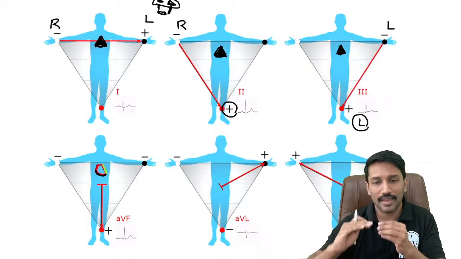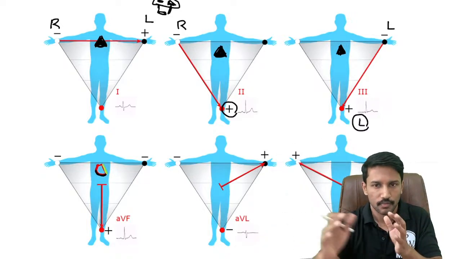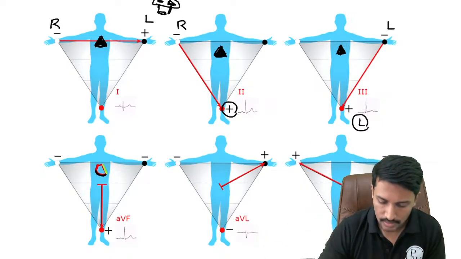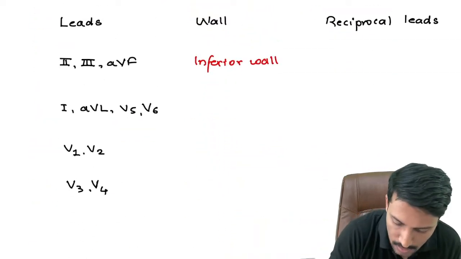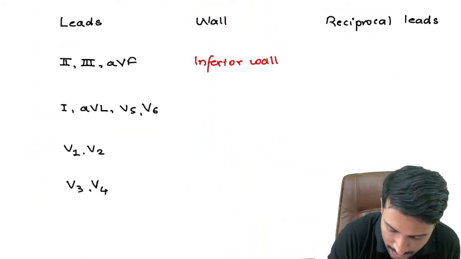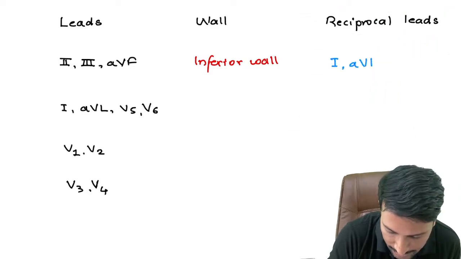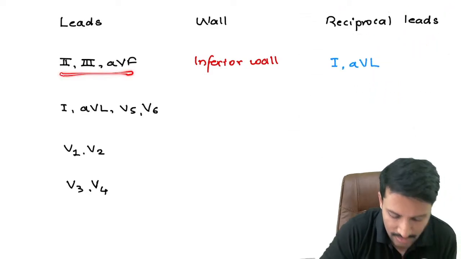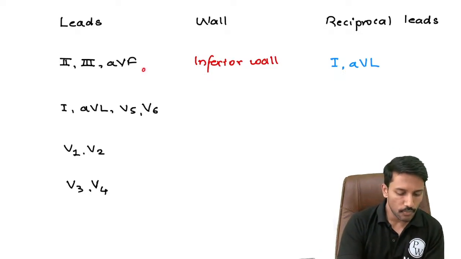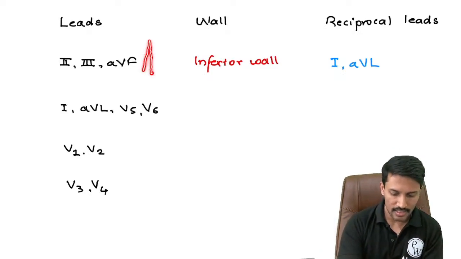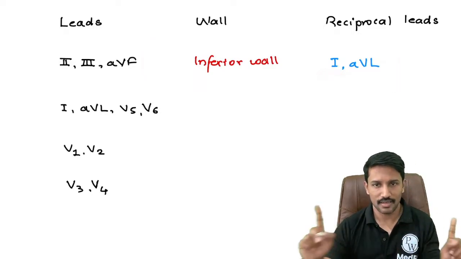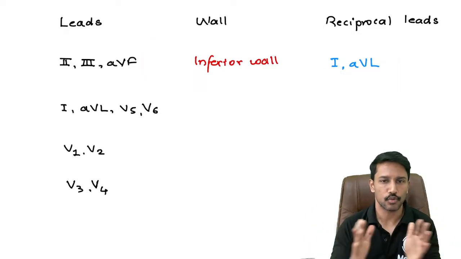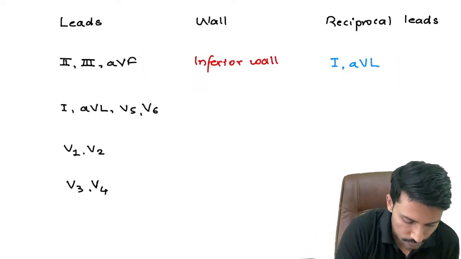So a lead which is looking at the back of something, we will call reciprocal leads. So what are the reciprocal leads for 2, 3, aVF? They are 1 and aVL. So 1 and aVL act as reciprocal leads for 2, 3, aVF. Any waveform which appears positive in 2, 3, aVF may appear negative in 1 and aVL because they are diagonally placed in opposite directions. Okay.